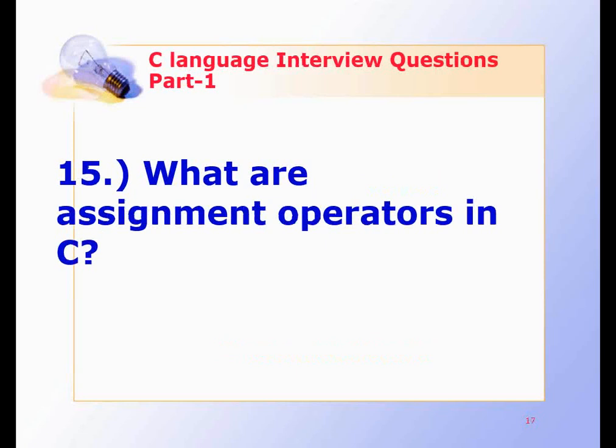What are assignment operators in C? The assignment operator evaluates an expression on the right side and substitutes it to the value or variable on the left side of the expression. For example, x equals a plus b. Here, the value of a plus b is evaluated and substituted to the variable x.